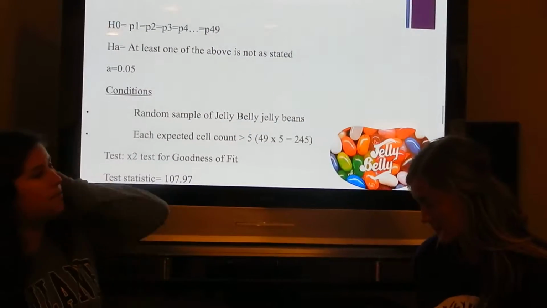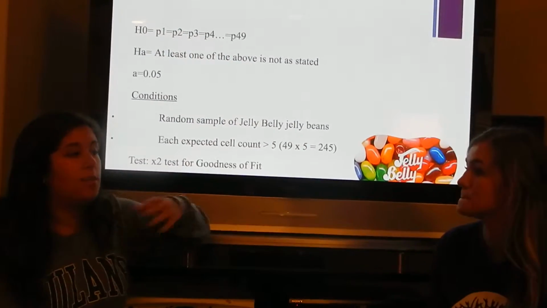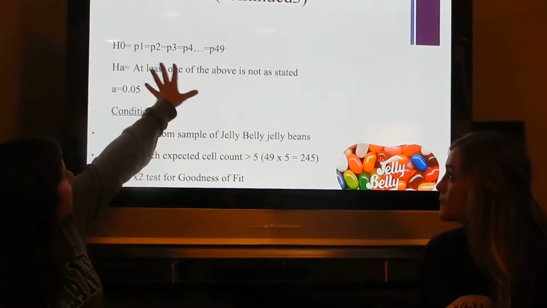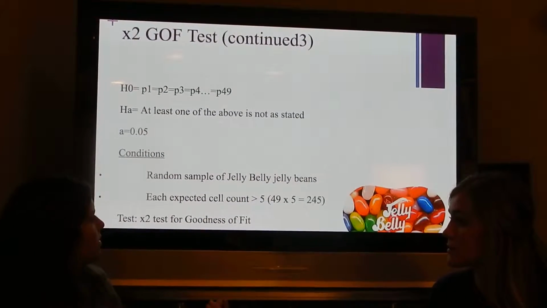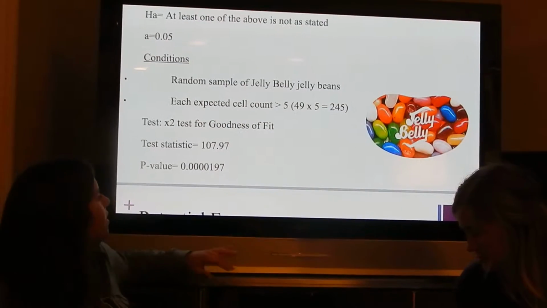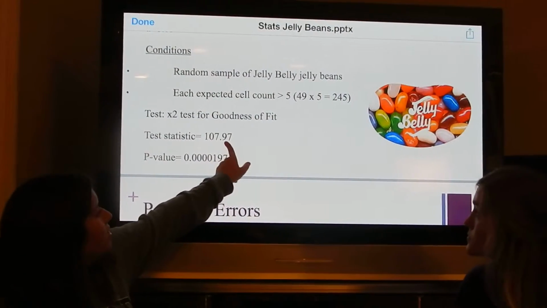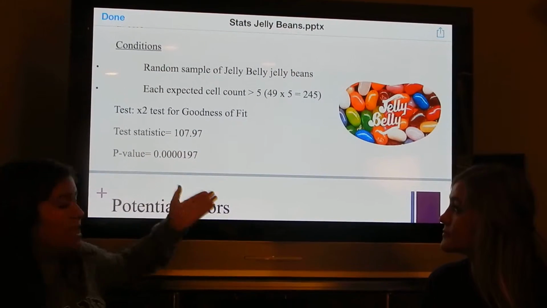For the actual test, we defined our null hypothesis as that all of the proportions of all the flavors were equal, and our alternative hypothesis is that at least one is not the same. Same conditions, everything, we checked the expected cell counts beforehand. Our actual test statistic is 107.97, which is really high, which makes the p-value essentially 0.